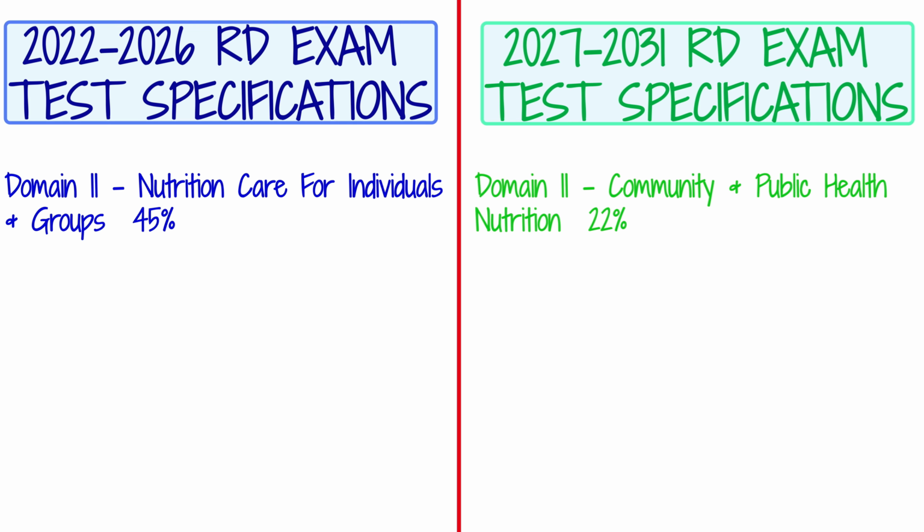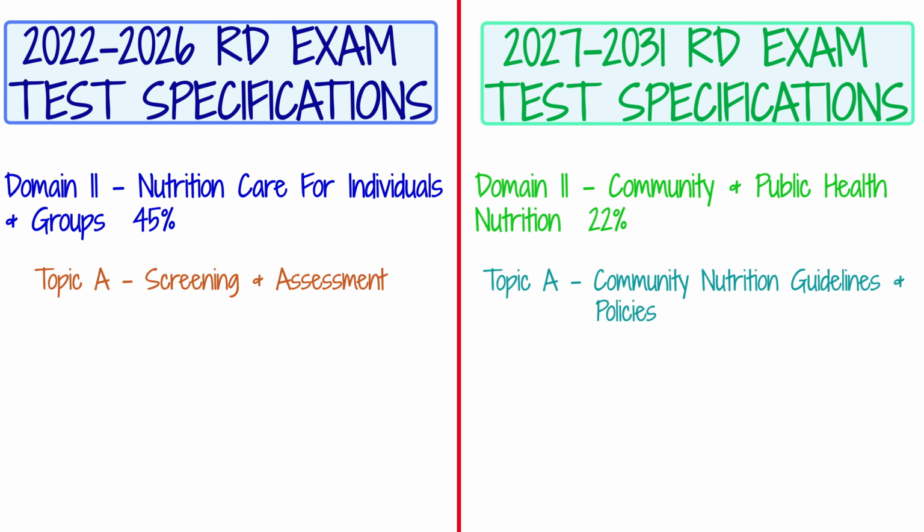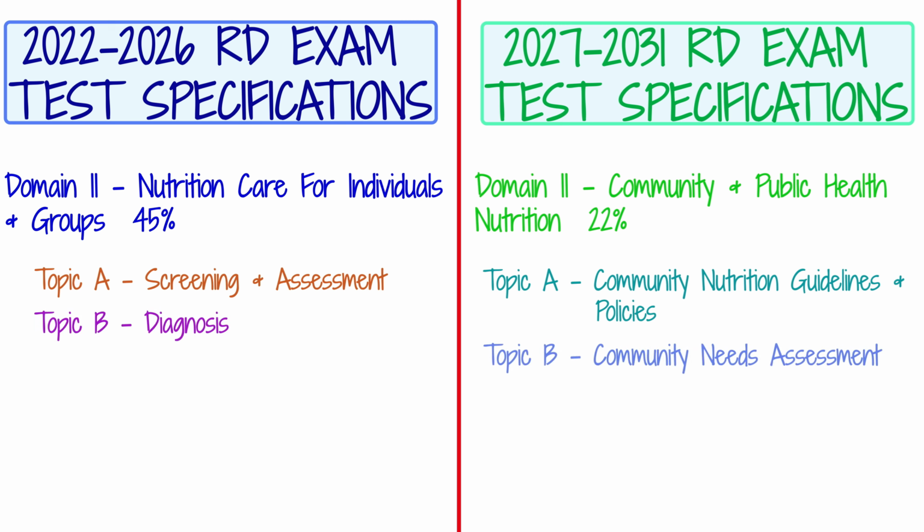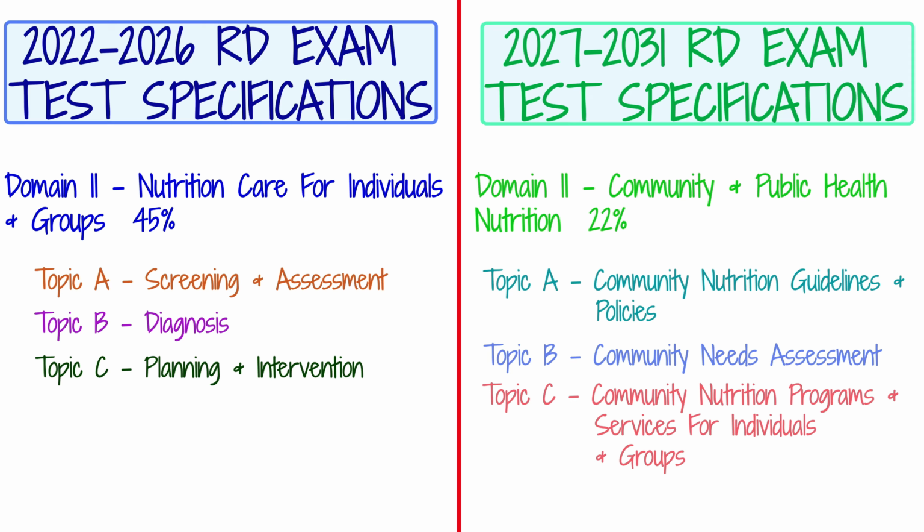So in the current exam, topic A is screening and assessment. In the new exam, topic A becomes community nutrition guidelines and policies. Topic B shifts from diagnosis to community needs assessment. Topic C shifts from planning and intervention to community nutrition programs and services for individuals and groups. And while the current exam includes a topic D for monitoring and evaluation, the new exam does not include a topic D under domain 2 at all.